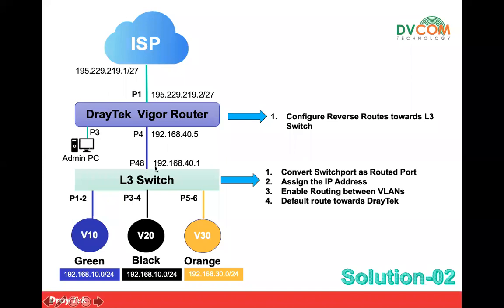Simply, you just configure the IP addresses. Let's say port number 48, I have converted as a routed port. Then I have assigned the IP address as 192.168.40.1. Then I'm going to enable the routing, and I will write the default route towards my DRETEC router, which is 40.5. Then, as I mentioned to you, you need to write the reverse routes, and the reverse route is pointing to 192.168.40.1. Why do we need to write the reverse routes? Because your DRETEC router knows about only the 40 network and the internet.